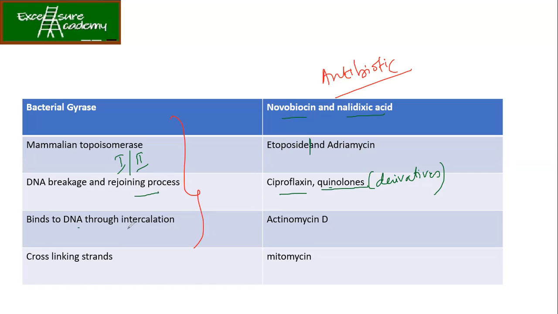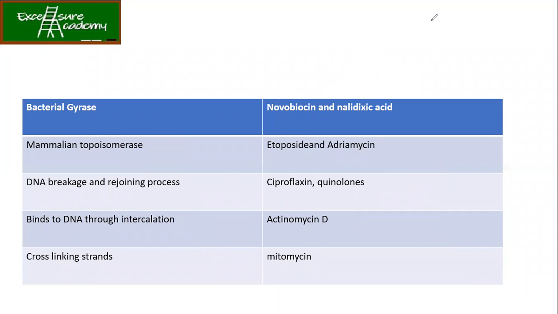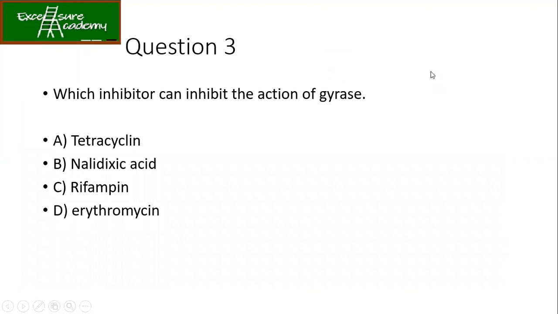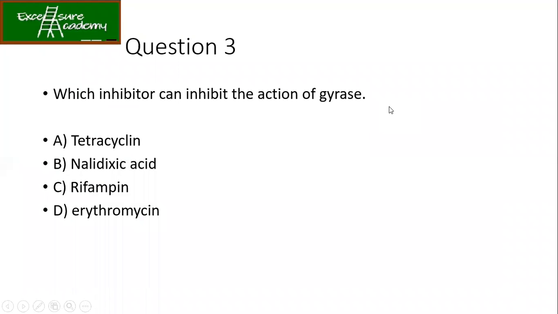Now suppose it is binding to the DNA through intercalation. What does intercalation mean? Going and sitting in between the DNA, like how your EtBr goes in and binds, right? So the inhibitor is going to be actinomycin D. Now, cross-linking the strands: mitomycin. Clear? Based on this, there was one more question from previous years. Which inhibitor can inhibit the action of gyrase? You may not remember, but what are the options given? We know the inhibitors of bacterial gyrase are novobiocin and nalidixic acid. Now tell me the answer. Nalidixic acid. Yes, B. So the answer is B. Please remember that table.